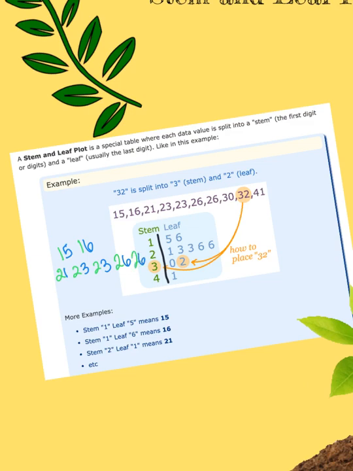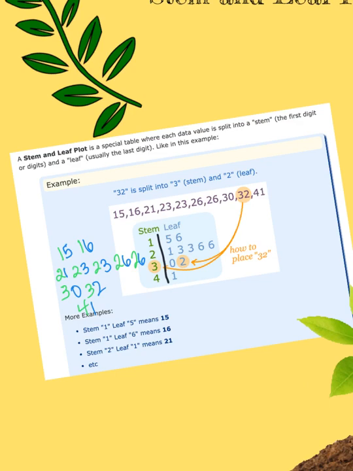So now I'm going to look at my stem of 3. With my stem of 3, my leaves are 0 and 2. So what do you think the 3 and the 0 is going to represent? 30. What's the 3 and the 2 going to represent? 32. So I have 30 and I have 32. Now I have my stem of 4 and my leaf of 1. So here's my data right here. 15, 16, 21, 23, 23, 26, 26, 30, 32, 41.